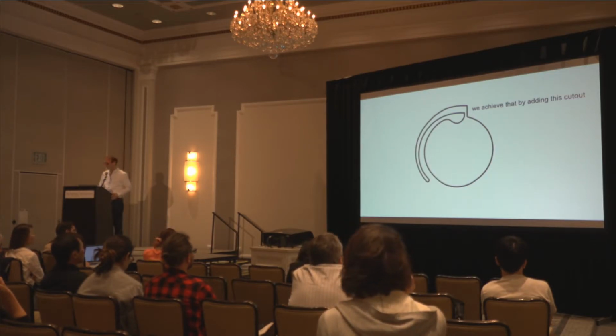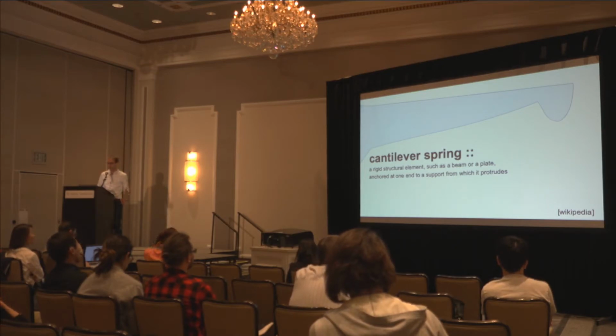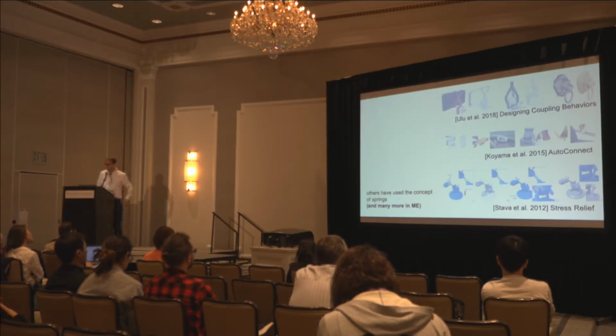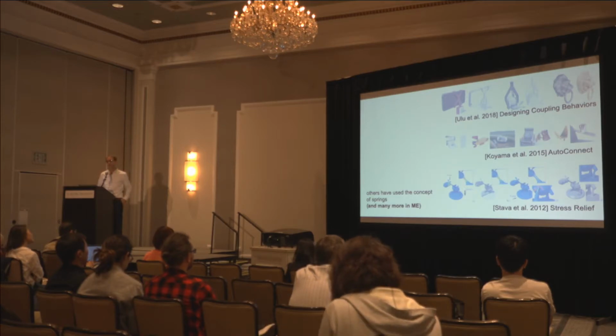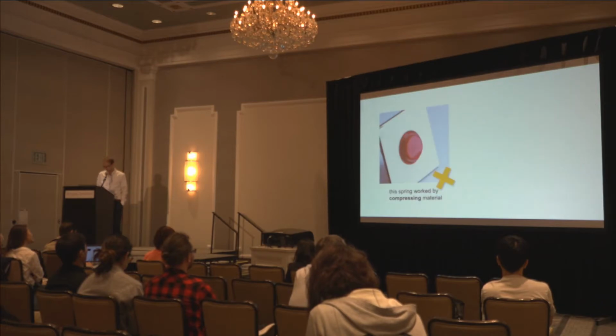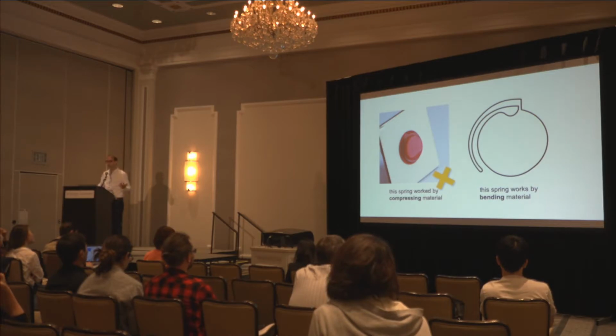We can achieve that by adding this additional cutout into the model. This thing is called a cantilever spring, which is a rigid structural element, such as a beam or plate, which is anchored at one point to a support from which it protrudes. We are not the only ones who used cantilever springs in 3D printing and laser cutting. So other people have done this as well. We are the first ones to use it in the context of making models portable, modifying the joints to make them portable. So rather than compressing the material, as I said before, we are now allowing the material to bend, and it's a lot more flexible to that.